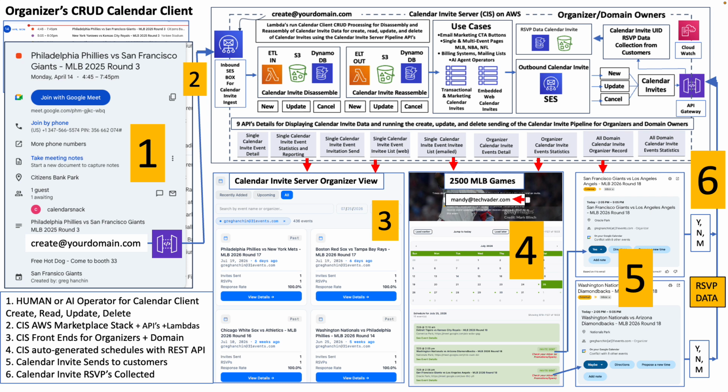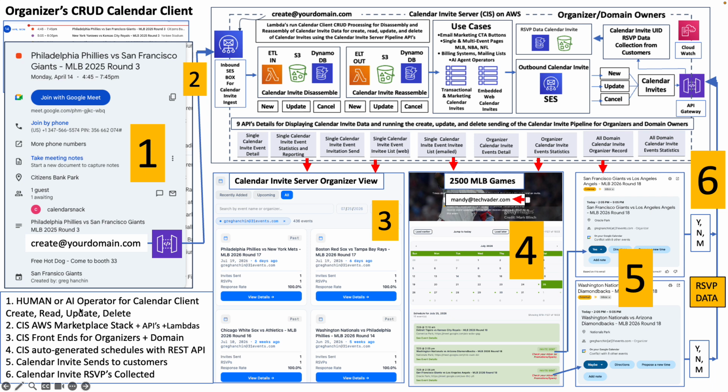So I'm Greg. I'm part of the crew for the calendar invite server for AWS. Here in this slide overall, number one starts the calendar invite server pipeline. The pipeline is used by calendar clients. Those could be human or AI browser operated calendar clients. The calendar clients themselves create, read, update, and delete data inside the calendar invite server.